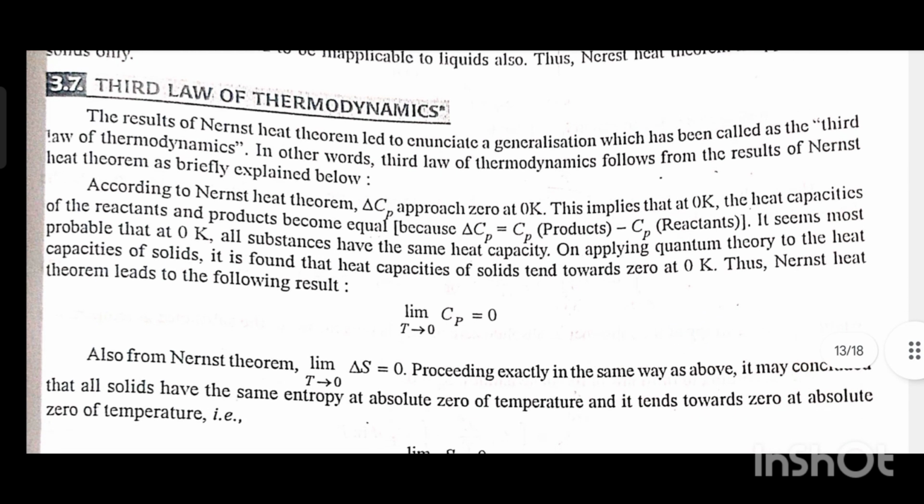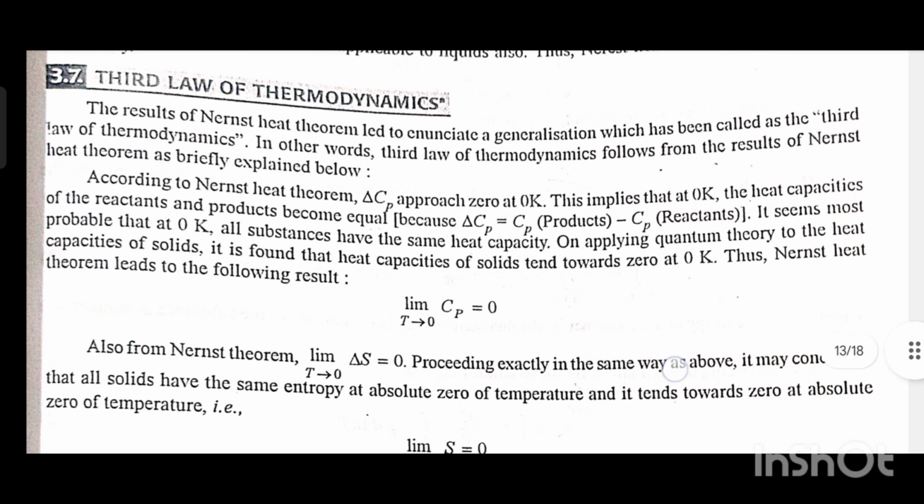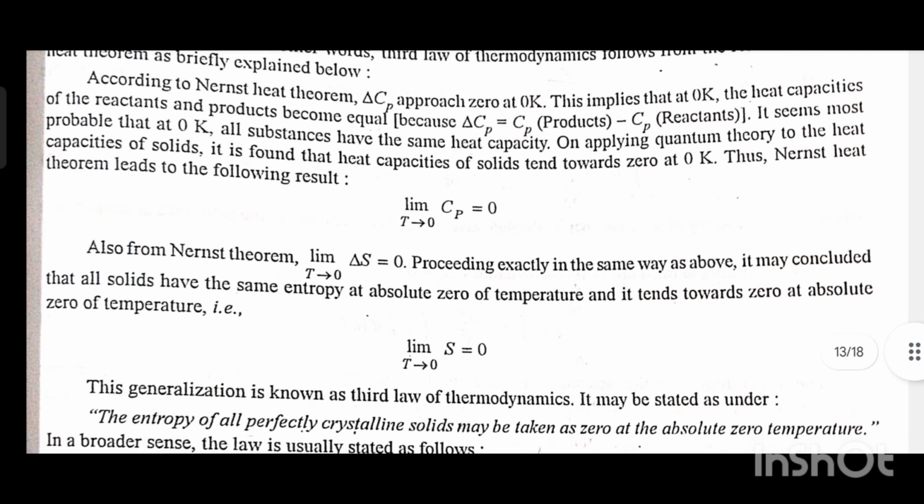Third law of thermodynamics. The result of the Nernst heat theorem led to the enunciation of a generalization which has been called the third law of thermodynamics. In other words, the third law of thermodynamics follows from the result of the Nernst heat theorem, as briefly explained below. According to the Nernst heat theorem, delta Cp approaches 0 at 0 Kelvin. This implies that at 0 Kelvin, the heat capacities of the reactants and products become equal, because delta Cp equals Cp of products minus Cp of reactants. It seems most probable that at 0 Kelvin, all substances have the same heat capacity.